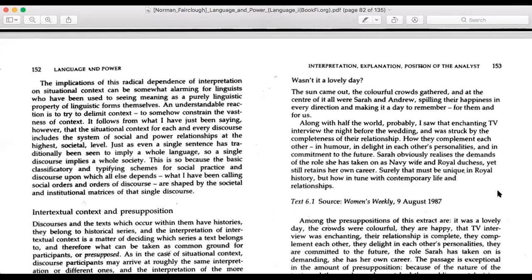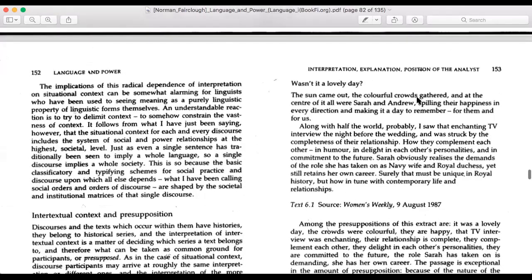Okay, that people must have seen on their televisions, but this person is giving a lot of presuppositions and trying to strengthen his presuppositions. So what are the presuppositions here you would find? Just tell me the presuppositions on the part of the author. The sun came out, the colorful crowd gathered, all this. Quickly read this, and then we move on.